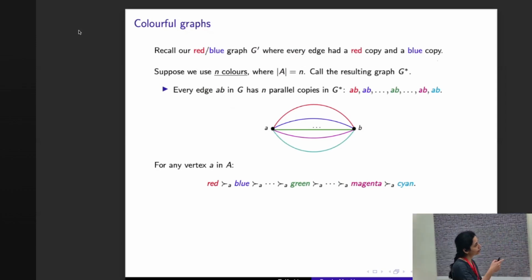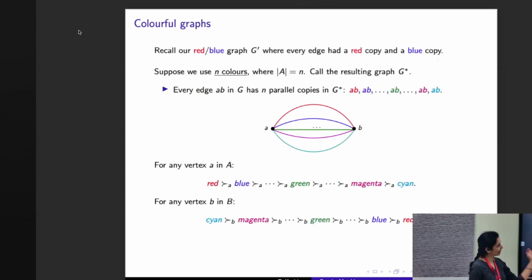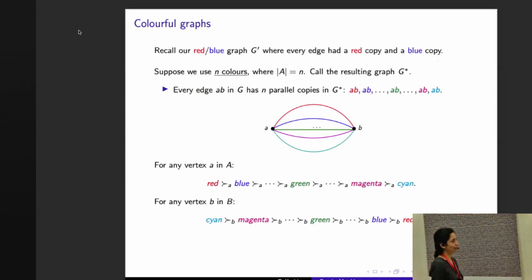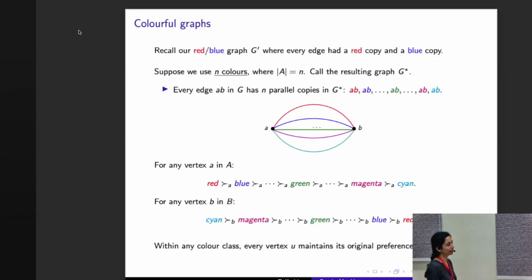And how do we do it for jobs, or vertices in the set B? Fantastic. Let's do it the other way around. So cyan is better than magenta, better than green, and finally blue, then red. And within any color class is the original preference order.